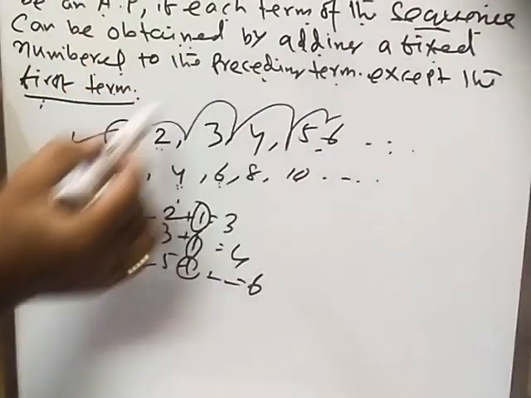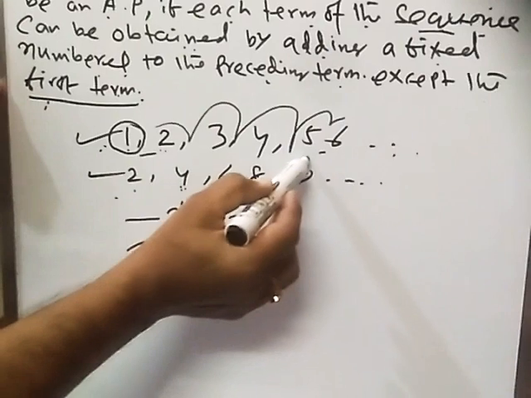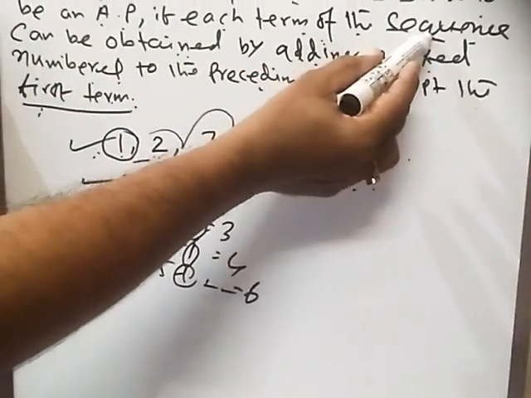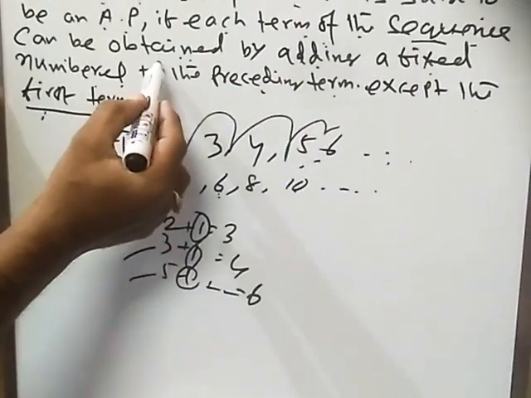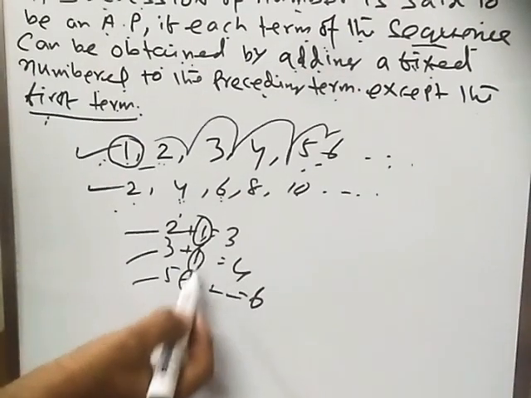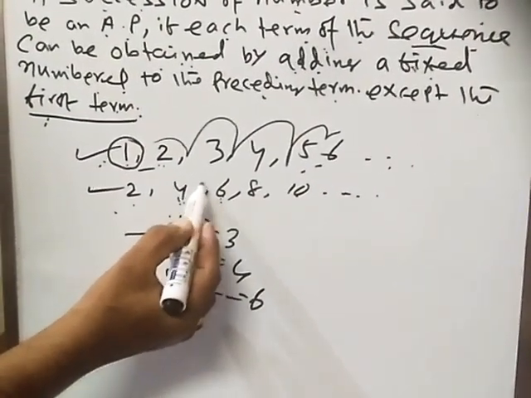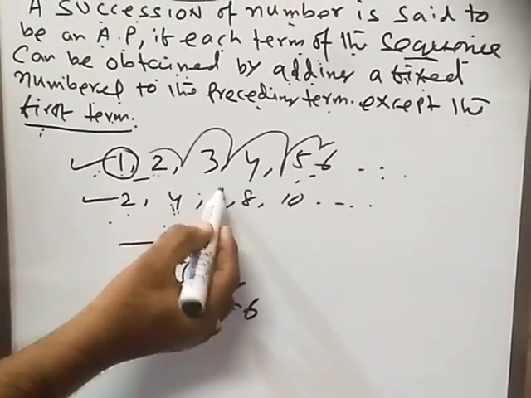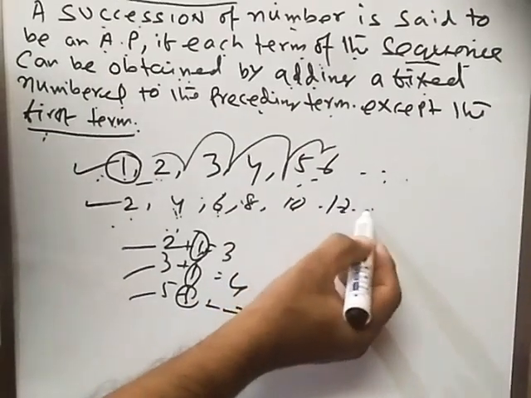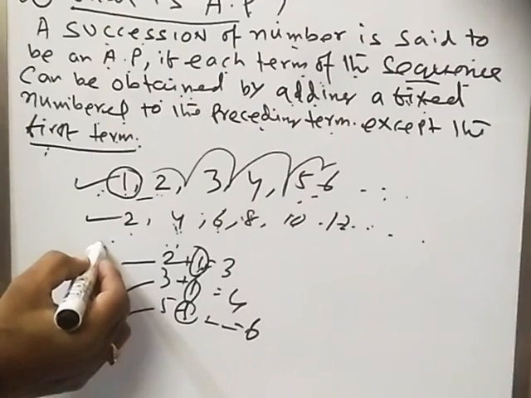So again I am repeating this one. What is an AP? A succession of numbers is said to be an AP if each term of the sequence can be obtained by adding a fixed number. This is the fixed number. Adding with the previous number. Isn't it? 4 plus 2, 6. 6 plus 2, 8. 8 plus 2, 10. 10 plus 2, 12 and so on. So this is an AP. Clear?